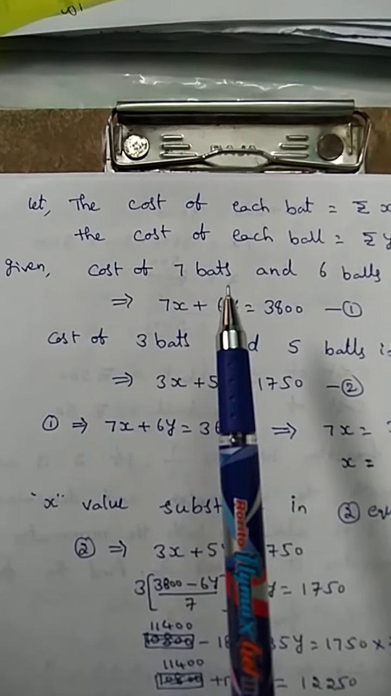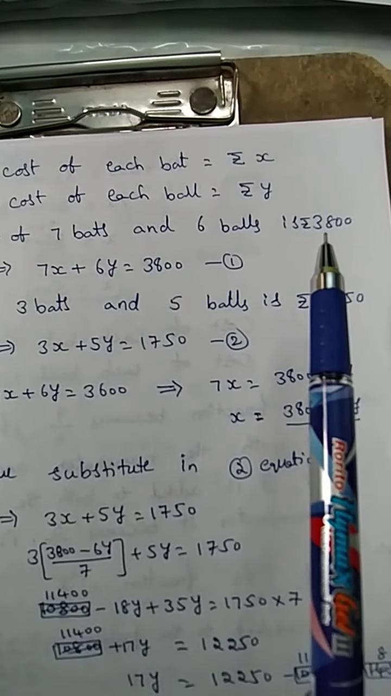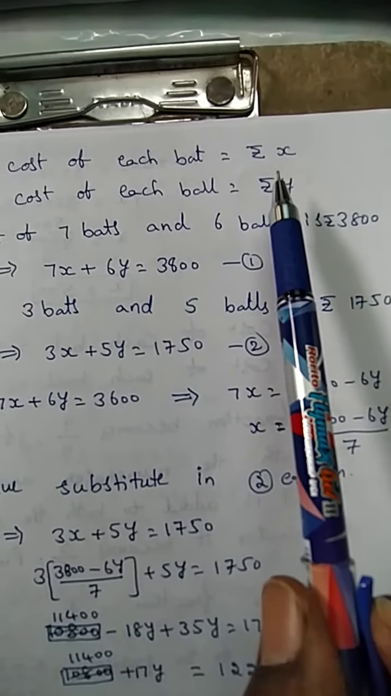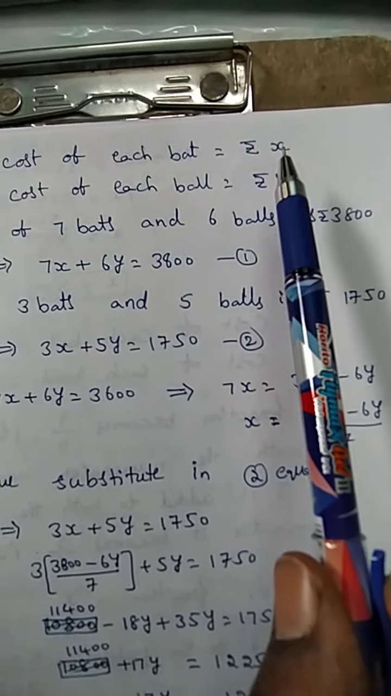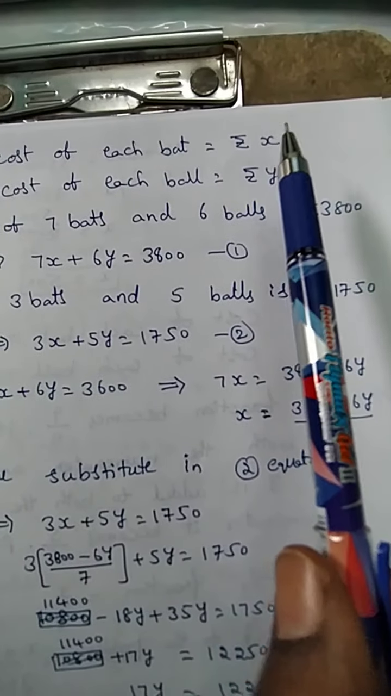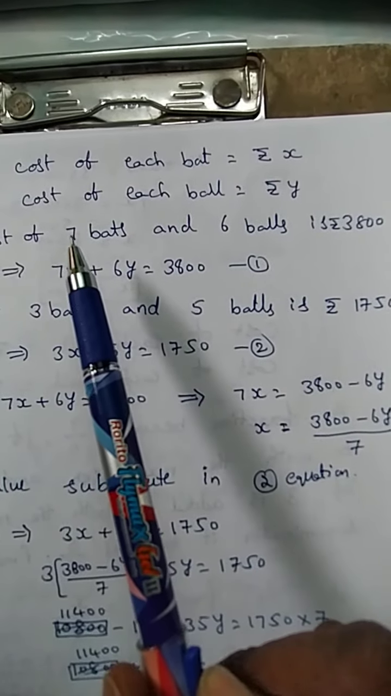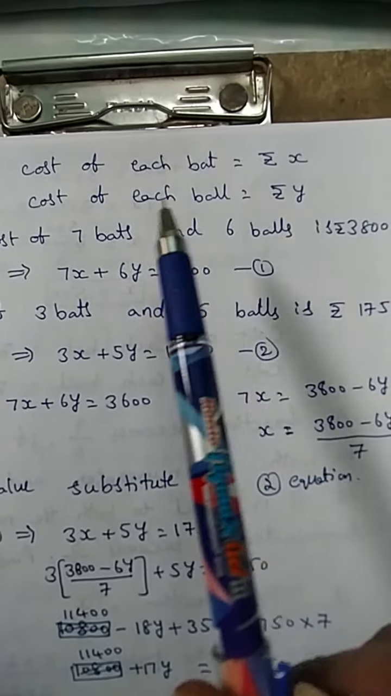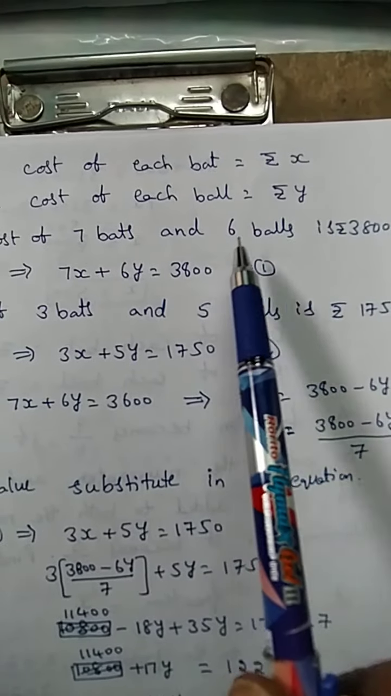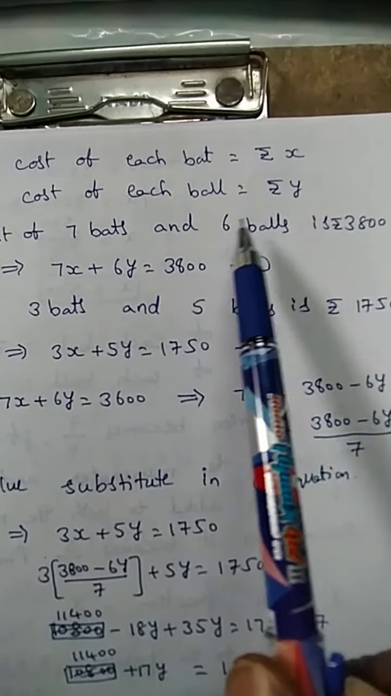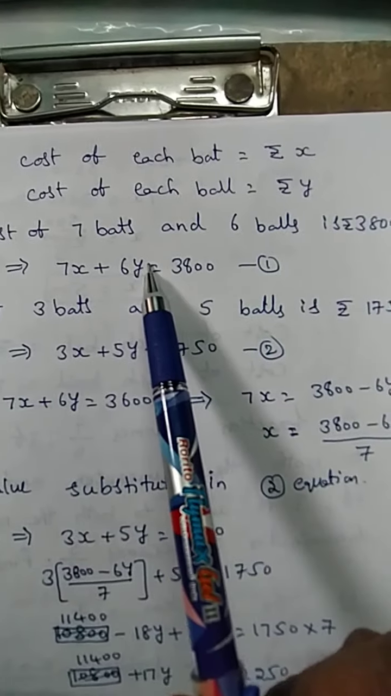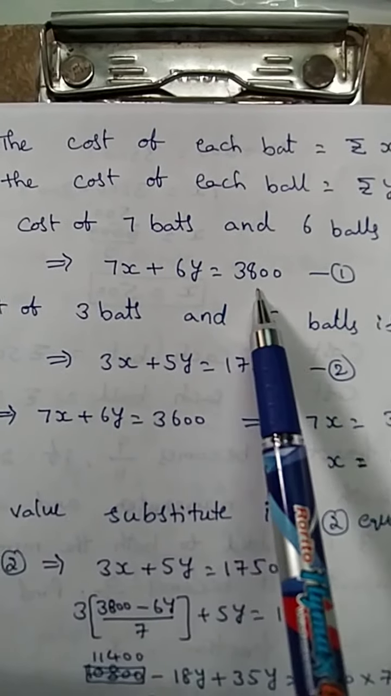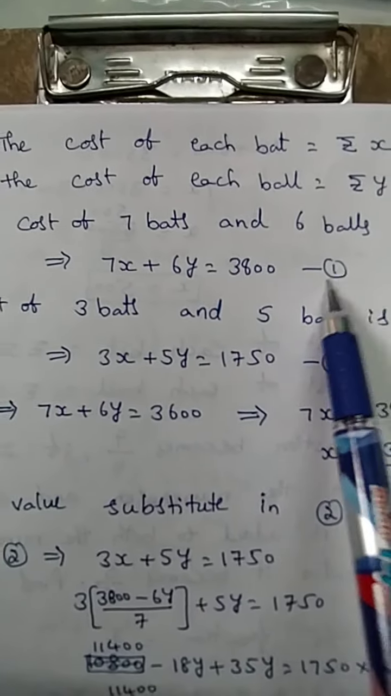Given the cost of 7 bats and 6 balls is 3,800 rupees. Cost of 1 bat is x, cost of 2 bats is 2x, cost of 3 bats 3x, cost of 5 bats 5x, like that. So how many bats did they purchase? 7 bats. Then automatically the cost is 7x. And one more thing they purchased, balls. How many balls? 6 balls. Each ball costs y rupees, then 6 balls cost 6y rupees. The sum of those is equal to 3,800 rupees. So 7x plus 6y is equal to 3,800. That's the first equation.